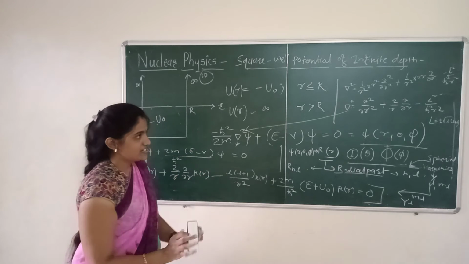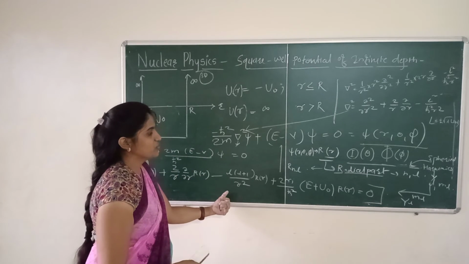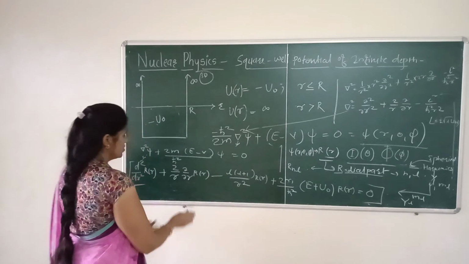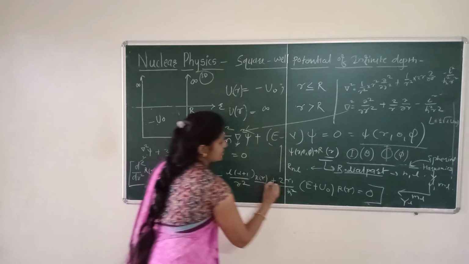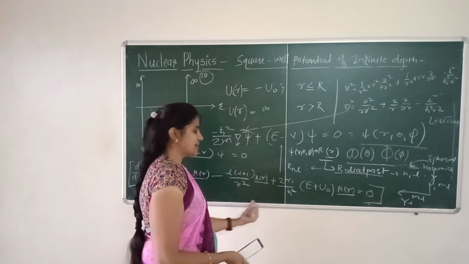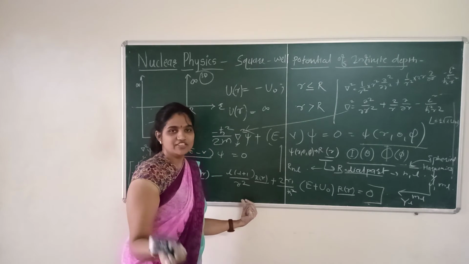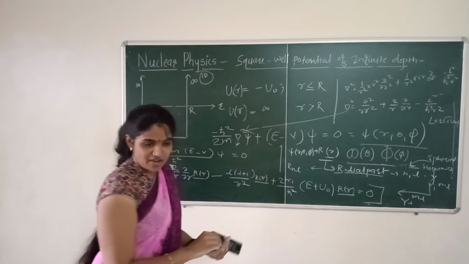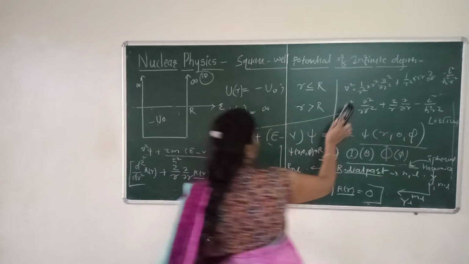Just an important thing is why actually we are calling this the radial part or radial equation, because we are considering here only the radial part, not theta and phi, okay. That's why it is a radial Schrodinger equation of that square well potential. Understand, students?